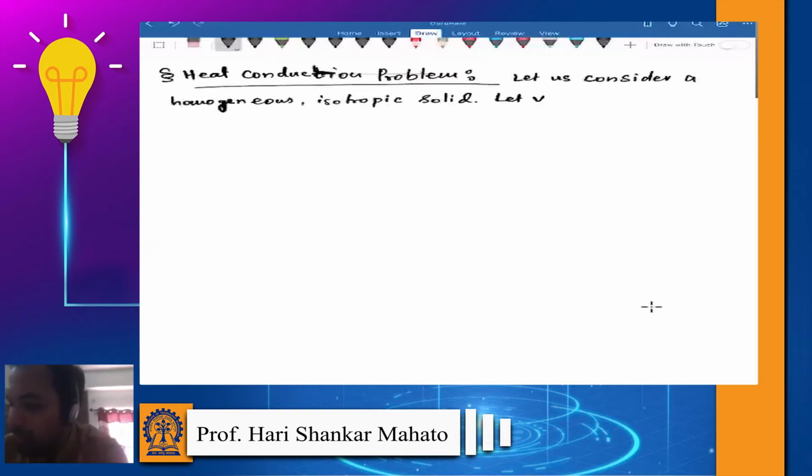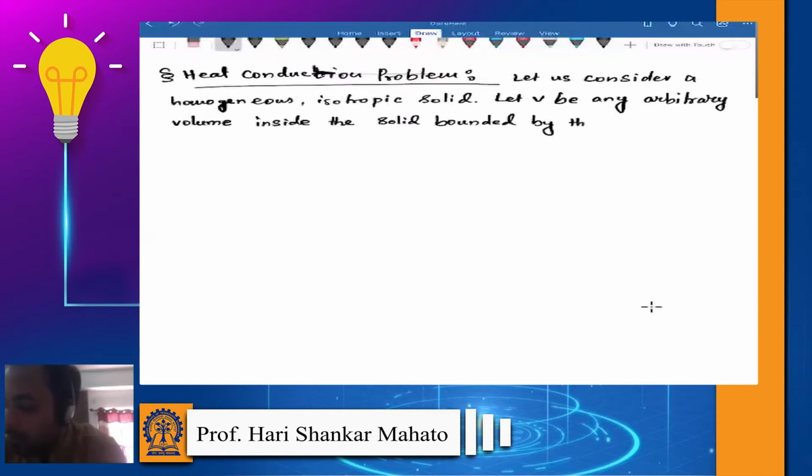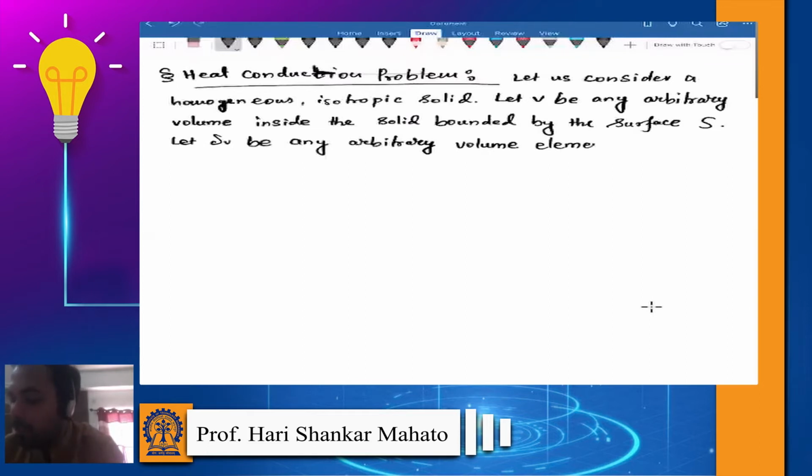And let V be any arbitrary volume inside the solid bounded by the surface S. And let delta V be any arbitrary volume element. I'm just quickly going to check whether the screen is shared or not. So yes, it is being shared.